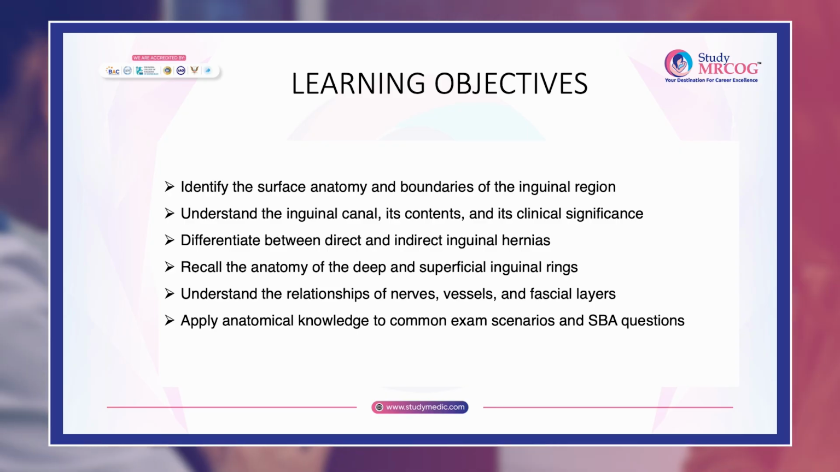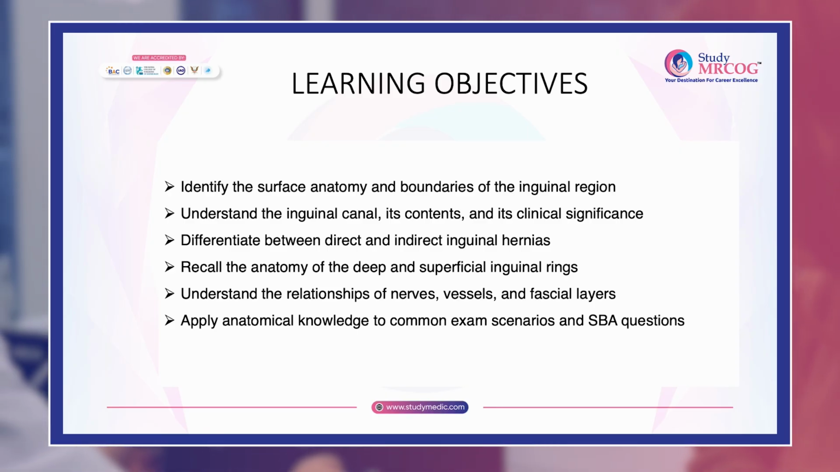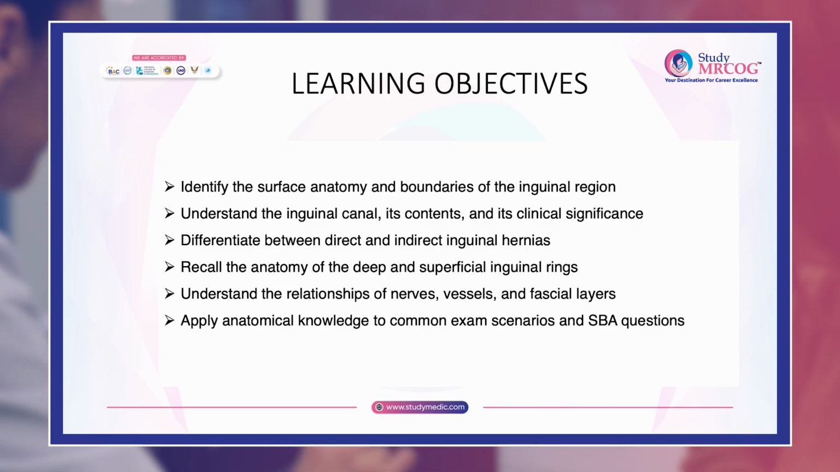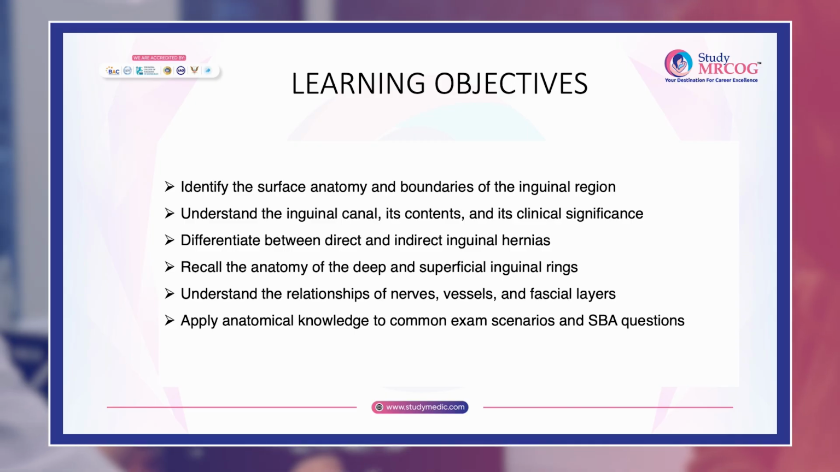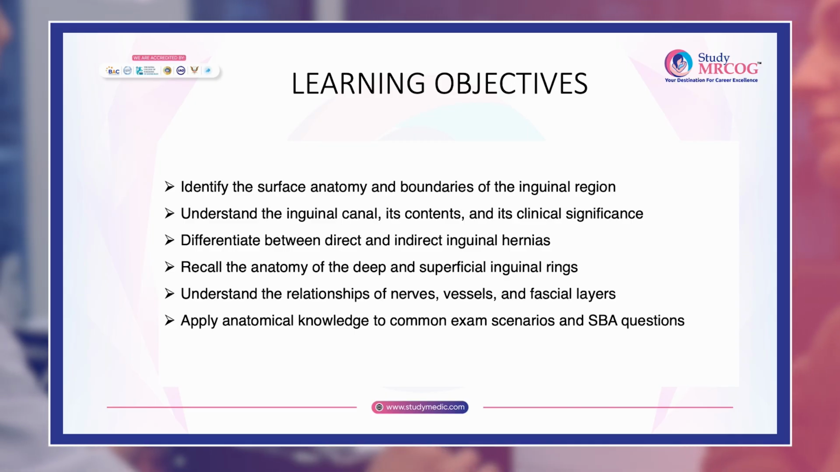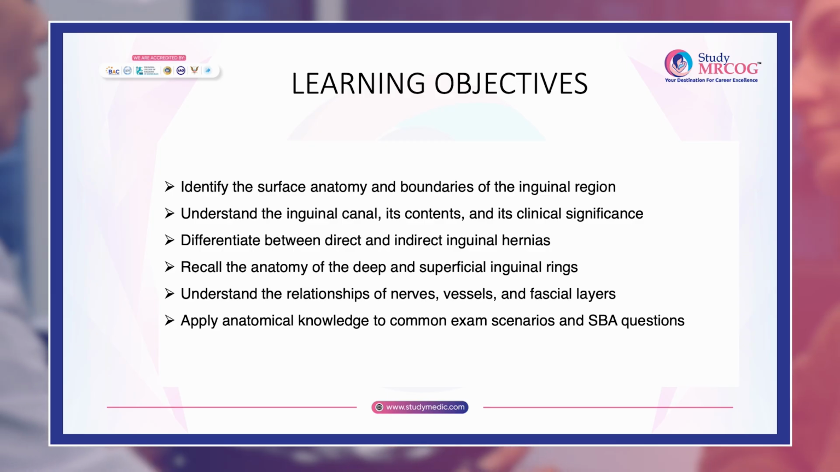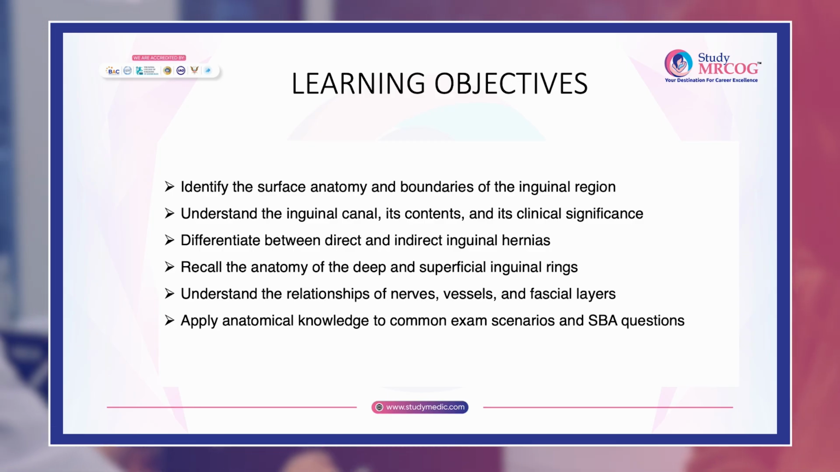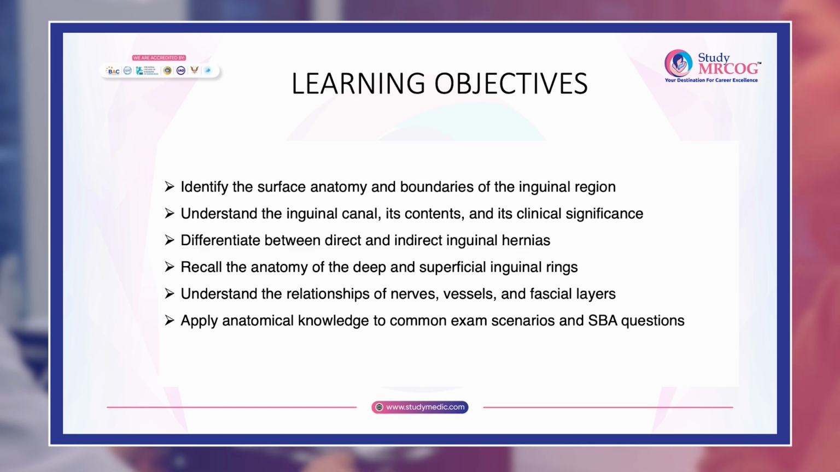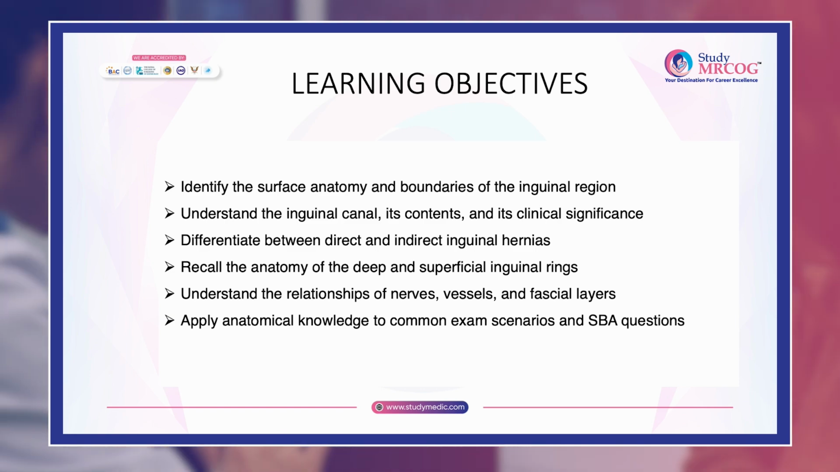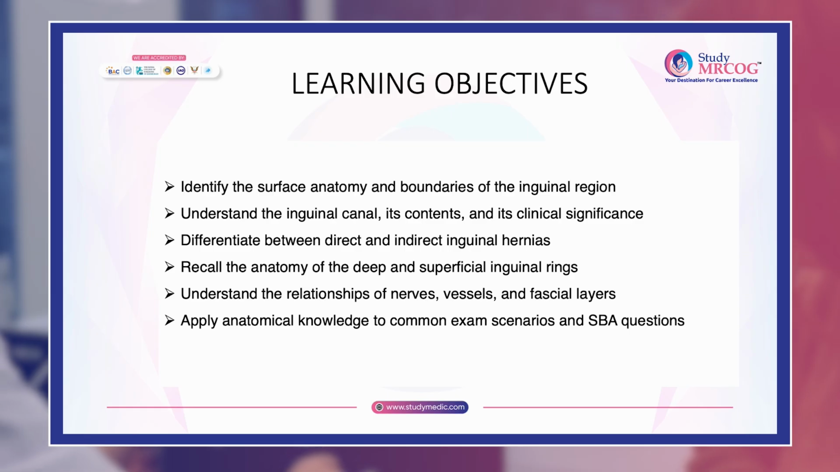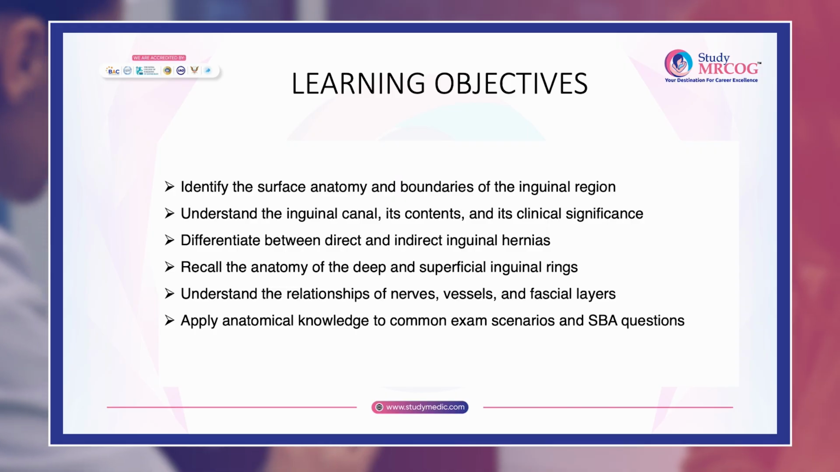In brief, the learning objectives for today's session will be to identify the boundaries and the surface anatomy of the inguinal region, to know about the inguinal canal and its contents and its clinical significance, to differentiate between indirect and direct inguinal hernias, and to understand what and where are the deep and the superficial inguinal rings, understand the relationship of the nerves, vessels and fascial layers within the inguinal region, and also apply it to the various SPA questions that are frequently appearing in the exam.